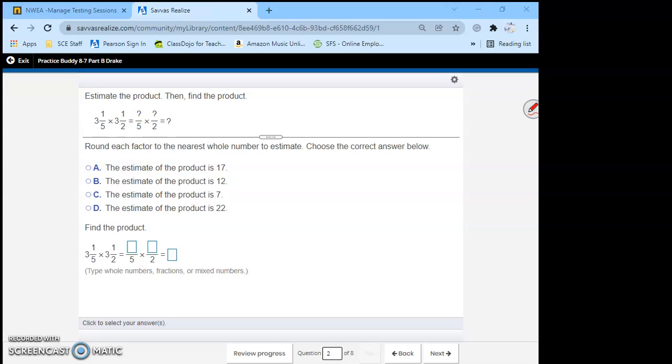All right, again, we're going to have to estimate this. So we have our original problem, 3 1/5 times 3 1/2. We're estimating 3 1/5 on a number line. We have to look at the 5. What is half of 5? Well, half of 5 is 2 1/2. We only have 1, so we don't have half. So when we round this, it's going to stay at 3.